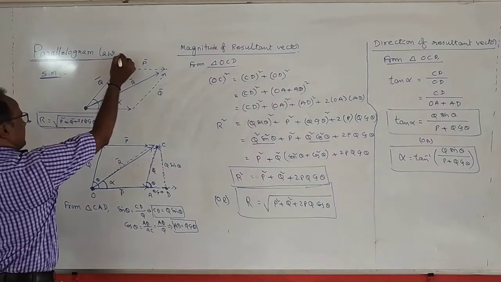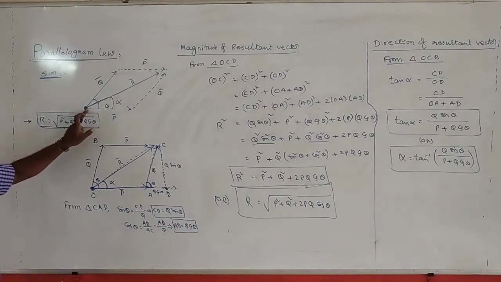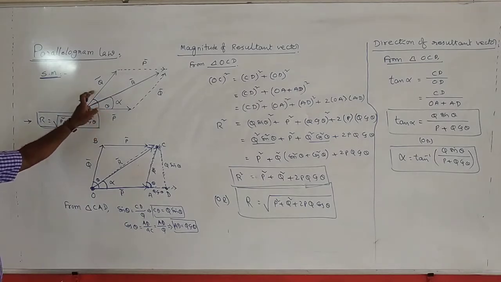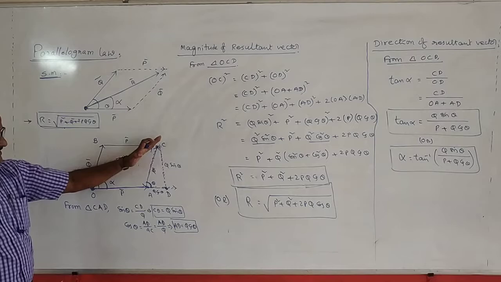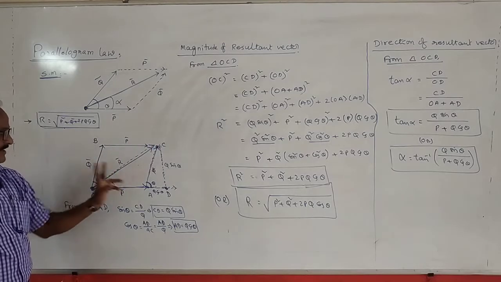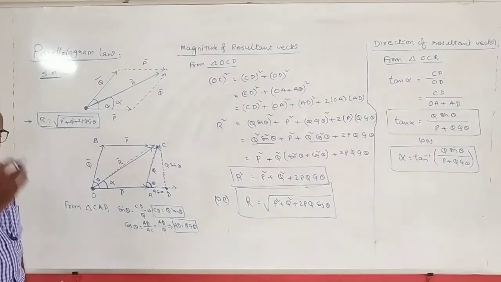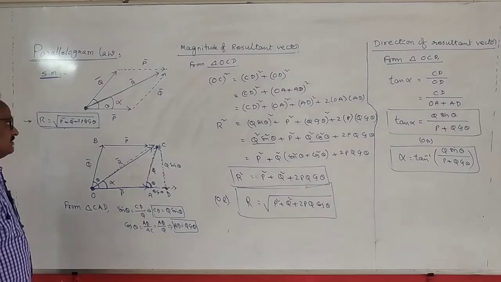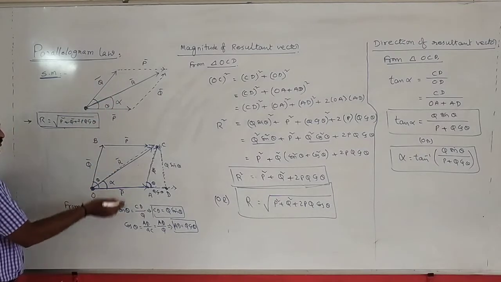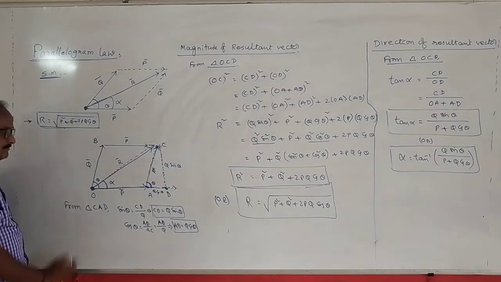What is the statement of the parallelogram law of vectors? If any two vectors acting at one point are represented by the adjacent sides of a parallelogram, then the diagonal drawn from the same point gives the resultant of the two vectors both in magnitude and direction. That is the statement. And how do you find the magnitude of the resultant vector? Here, P bar and Q bar are the two vectors, represented by the adjacent sides OA bar and OB bar of a parallelogram.